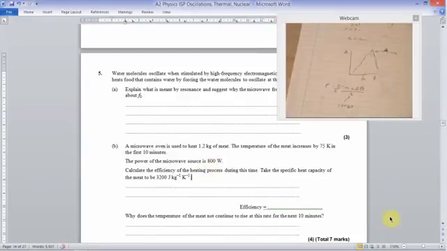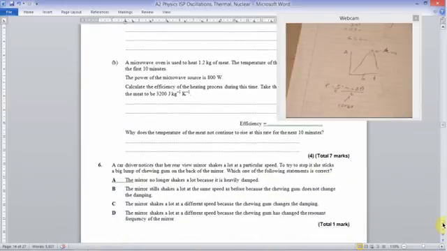Why does the temperature of the meat not continue to rise at this rate for the next 10 minutes? Okay, because it's going to lose energy to the surroundings, or there'll be fewer water molecules actually inside there because it'll evaporate off. That's the main idea for the last part of that question.